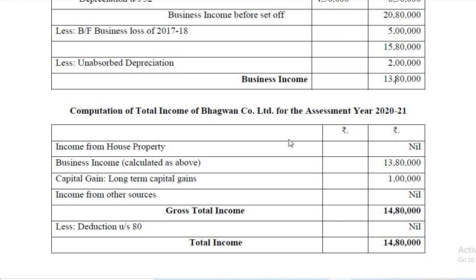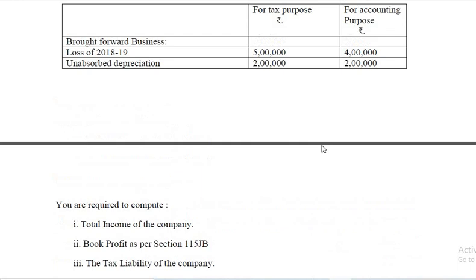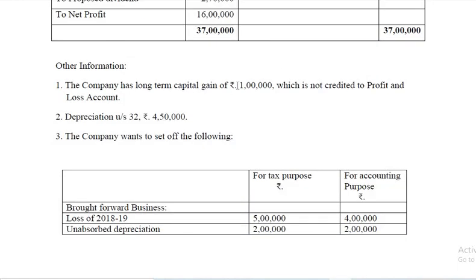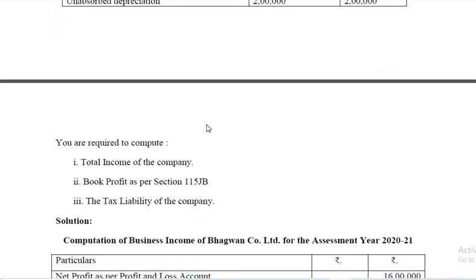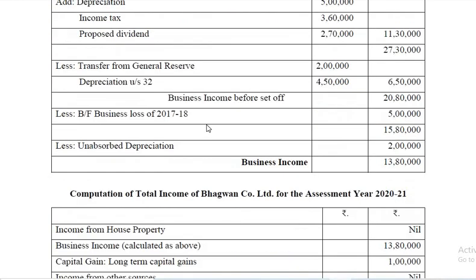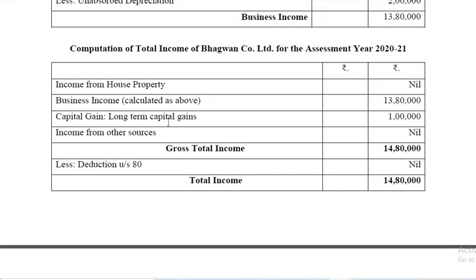Now computation of total income. Income from house property, nothing is there here, no income. Business income calculated here, 13,80,000. Capital gains, which is not credited to profit and loss account, here you see 1 lakh. This is to be taken under the business income head. Okay, so capital gain, long-term capital gains 1 lakh. Income from other sources nil.